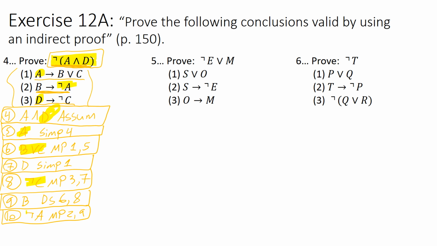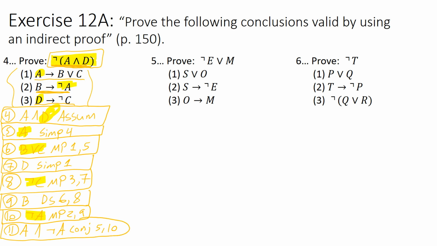So we have not A on line 10, we have A on 5. So let's combine them for 11. A and not A, conjunction, 5 and 10.